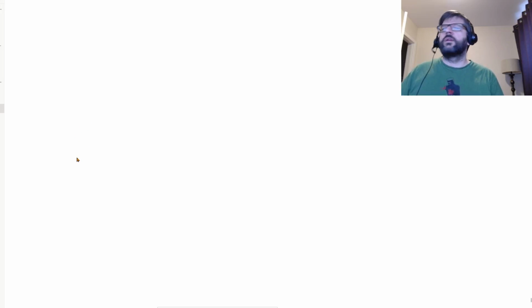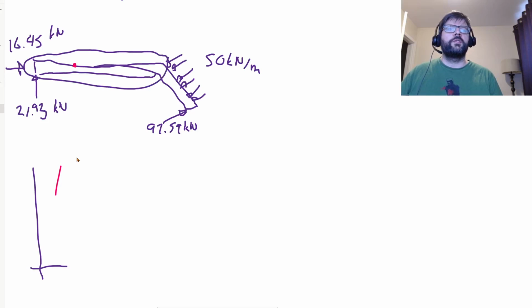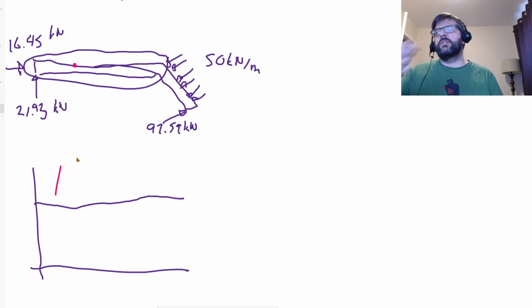So basically, when we draw, let's do a shear diagram for just this section right here. For that section, we are pushing up, and on the left, so we start out with a positive 21, and then it turns a corner and weird stuff happens, and I'm not worried about what happens around that corner. So at the point that we're worried about, the shear is going to be 21.93 kilonewtons.